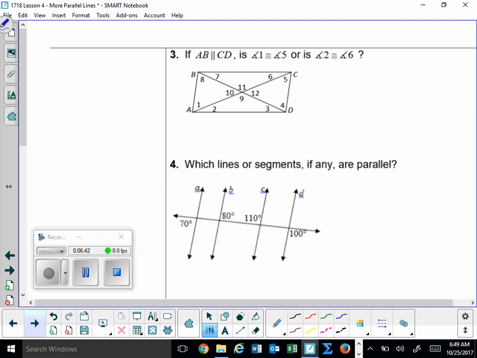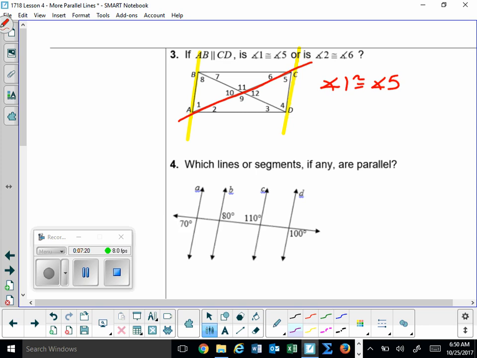Lots of possibilities. Well, let's read the problem. If AB is parallel to CD, so let's highlight those parallel lines. And I always extend them. That helps me see things a little better. Is 1 congruent to 5? Well, let's see. 1 and 5 are both on this transversal. Okay, so now that I've highlighted that, 1 and 5 would be alternate interior. And yes, alternate interior angles are congruent. So 1 is congruent to 5.